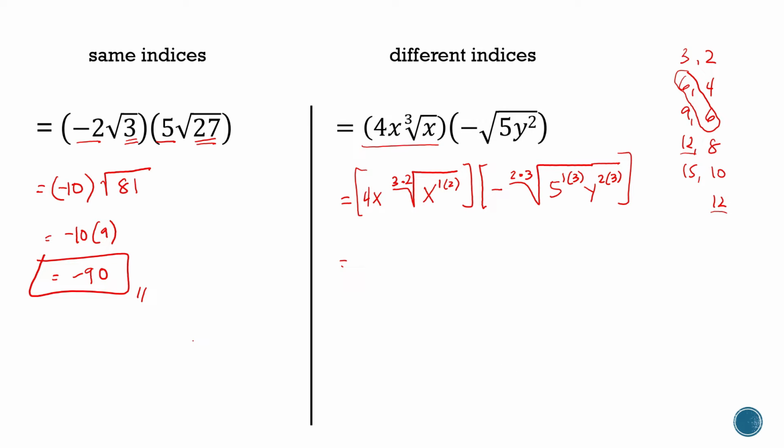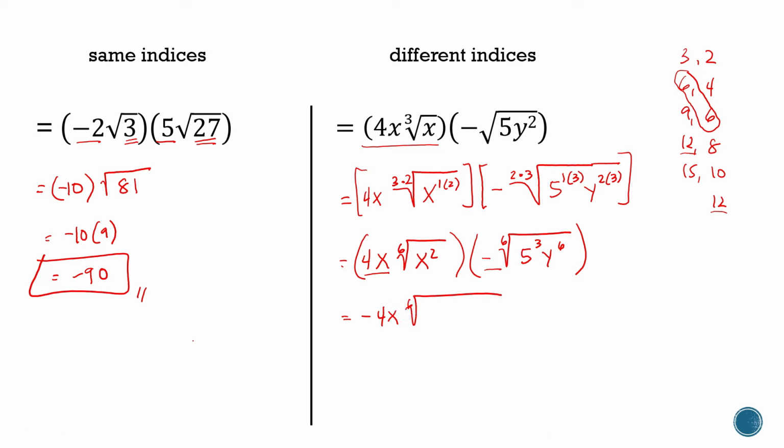First, let's simplify each radical. So 4x, this time, is going to be the 6th root of x squared. And this will be negative 6th root of 5 raised to 3, and then y raised to 6. Now, since the indices are the same, we can now multiply the coefficients and the radicands. So 4x times negative 1, there's a 1 there, so that will be negative 4x.